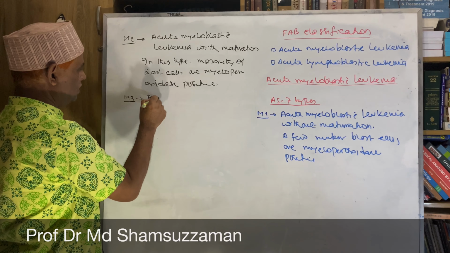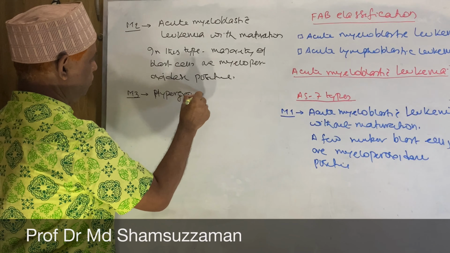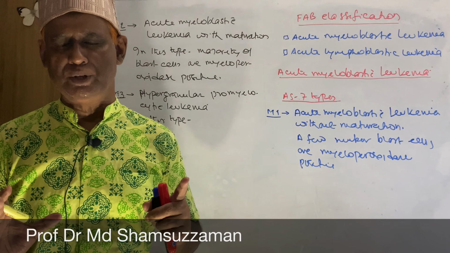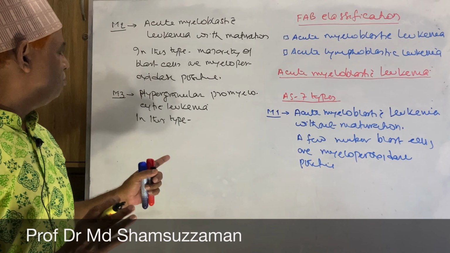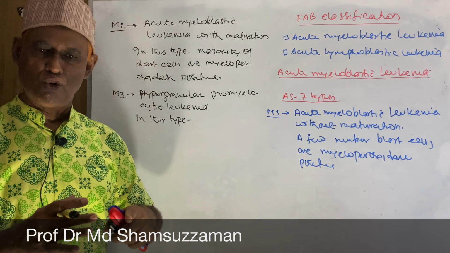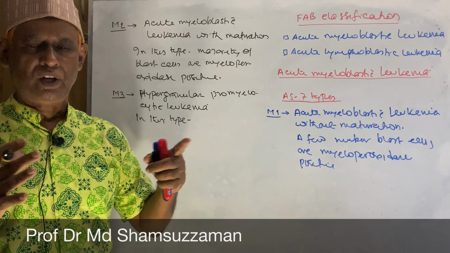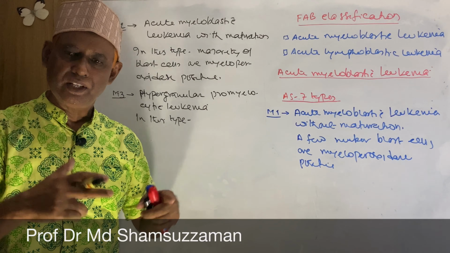Now M3 is hypergranular promyelocytic leukemia. Dear audience, I have told you, in case of leukemia, there are immature cells in peripheral blood. If most of the immature cells in peripheral blood are promyelocytes, then it is called promyelocytic leukemia. Suppose you have got 30% immature cells in peripheral blood. If out of that 30%, most of the cells are promyelocytes, then it is called promyelocytic leukemia.